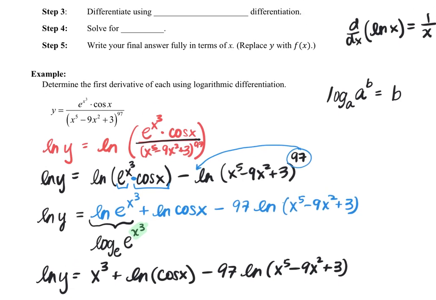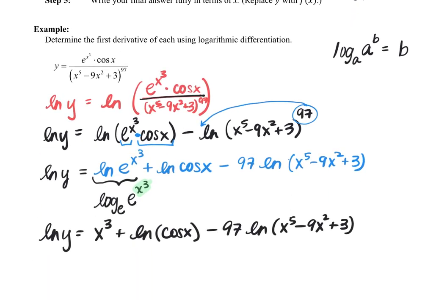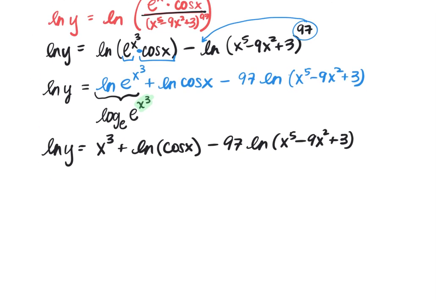So now, once we're done with all of the algebra there, we're on to step 3, and we're ready to do the calculus. The calculus is we're going to differentiate using implicit differentiation. So we have an implicit equation, so therefore we'll use implicit differentiation, which we know means we're going to be taking the derivative of both sides with respect to x.